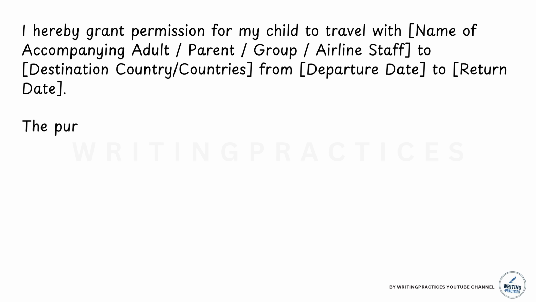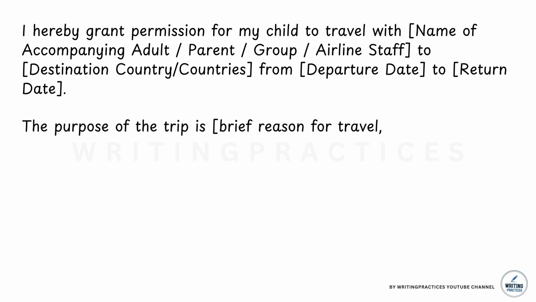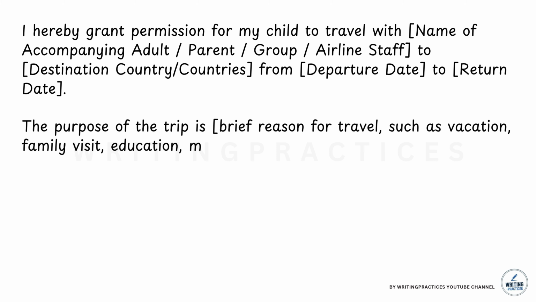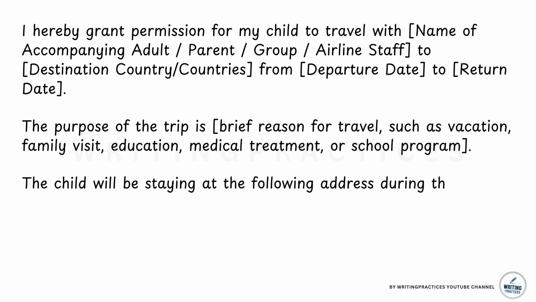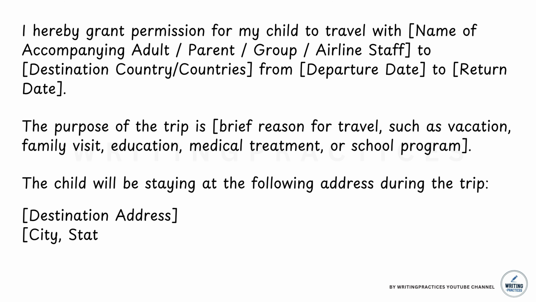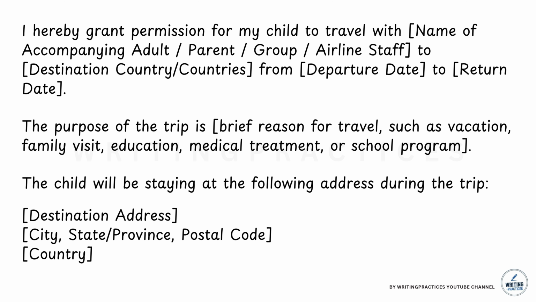Purpose of travel. This section explains why the child is traveling. For example, the purpose of the trip is a family vacation and educational summer program. This provides additional context for immigration or airline officials. Pro tip, keep the explanation brief and factual. Destination address. Here, you provide the location where the child will stay during the trip. For example, 1450 Bay Street, Toronto, Ontario, M5J 2R8, Canada. This helps authorities verify travel arrangements if needed. Pro tip, include the complete address whenever possible.